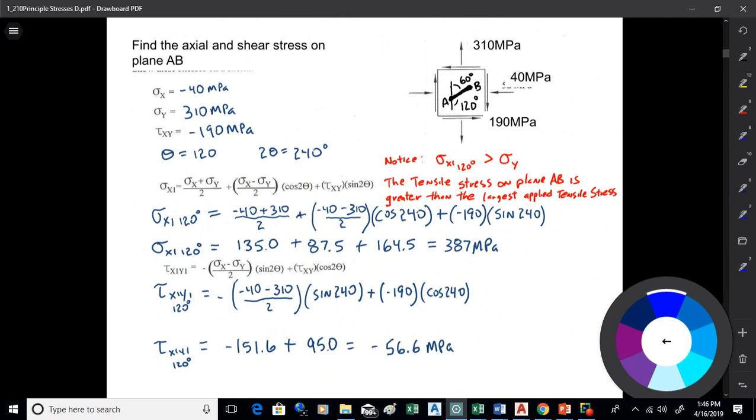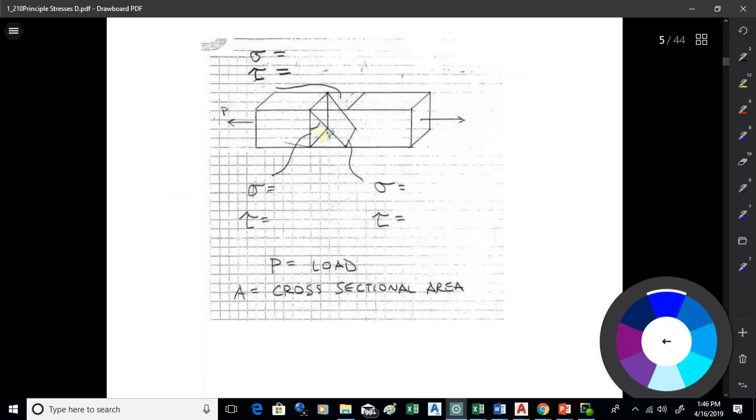All right, so sigma X1 at 120 is bigger than the sigma Y. So the tensile stress on plane AB is greater than the largest applied tensile stress, okay? So that's kind of the issue here, is dealing with that.